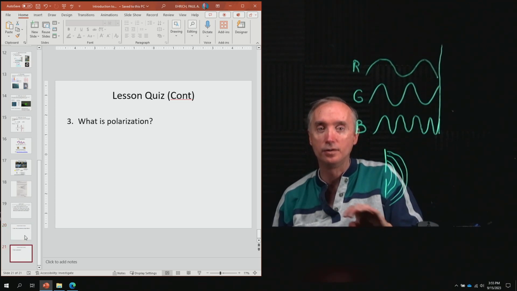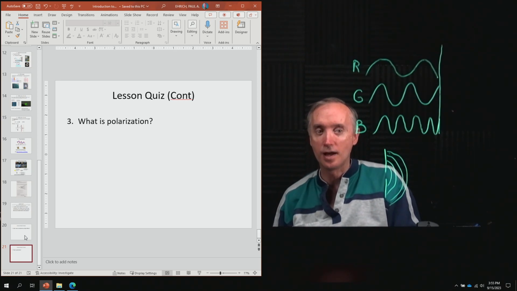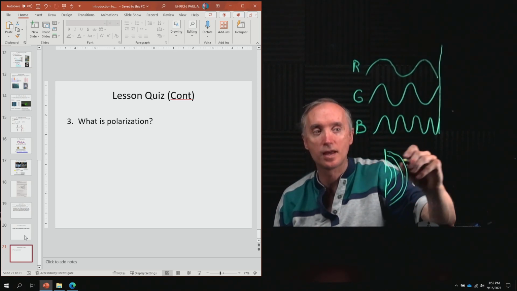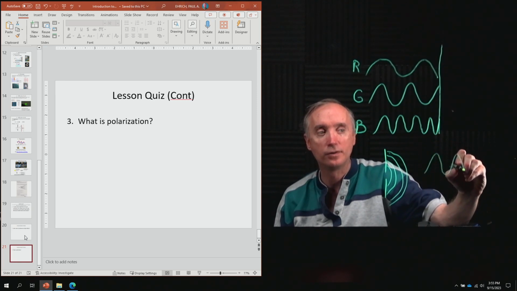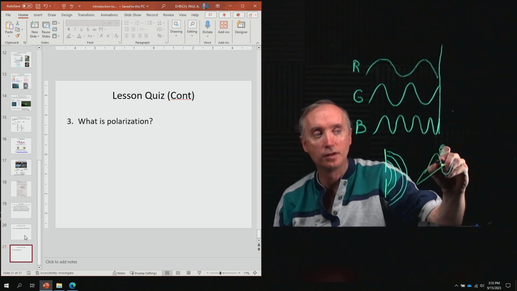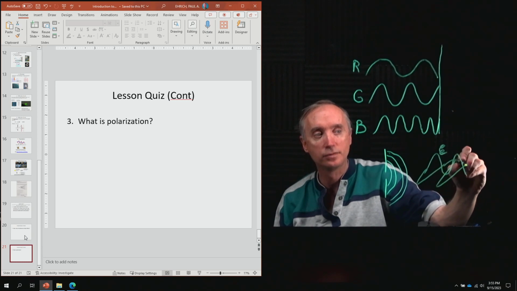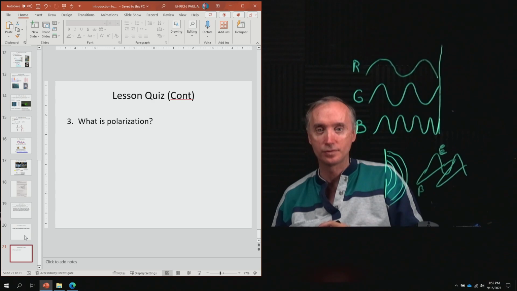Question number 3. What is polarization? So light is polarized in that it has an electric field that is going up and down like this, and then it also has a magnetic field that is perpendicular to it, so it's sideways. So this is the magnetic field. So that's what light is.